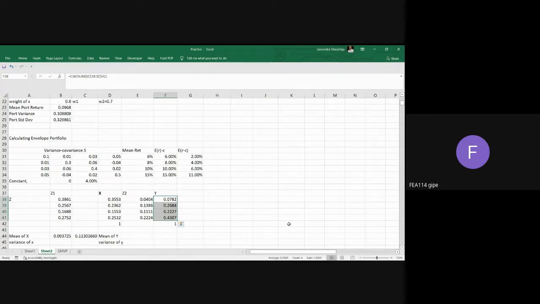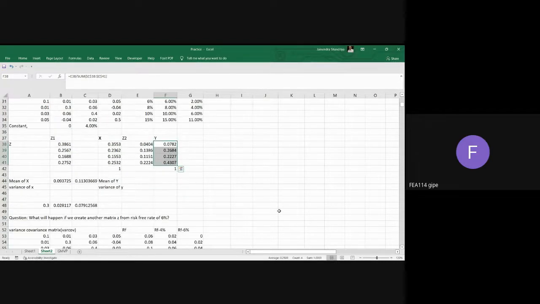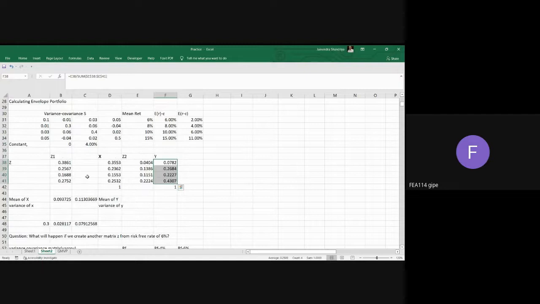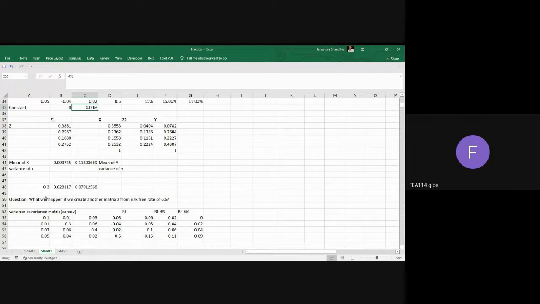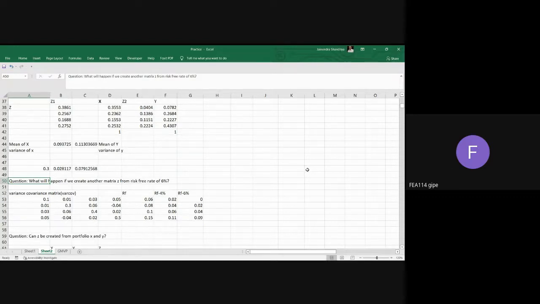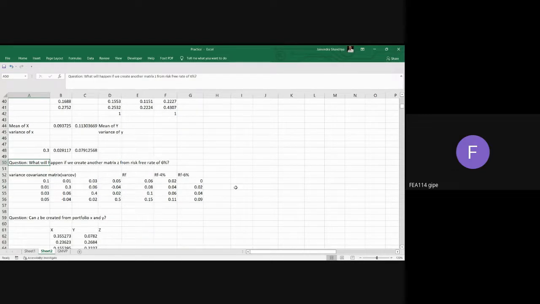Now, from where I want to start is, you calculated on the basis of 0% and 4%. The question that we want to know is what will happen if we create another matrix Z from a risk-free rate of 6%. So initially we created from 0% and 4%. Now we are going to create from 6%. And there is a reason why we are doing this, because you can keep it a number of ways, but as you do, you will find that there is some relationship, and which is very important.